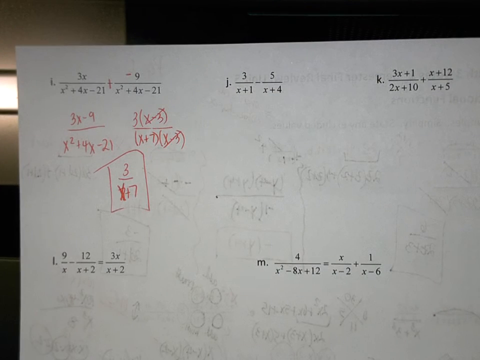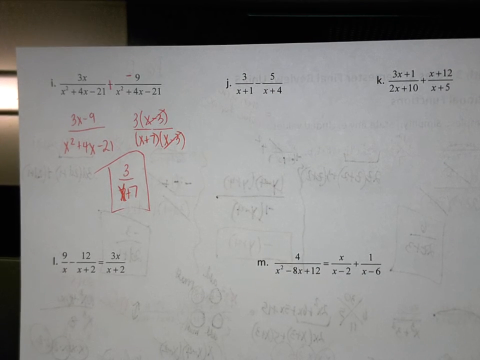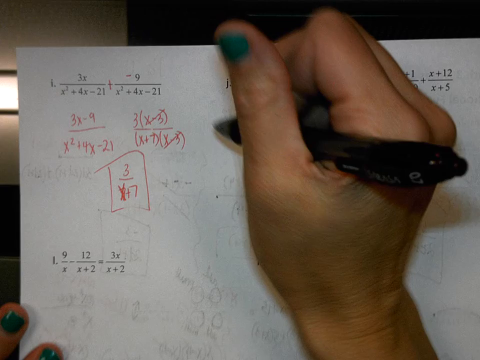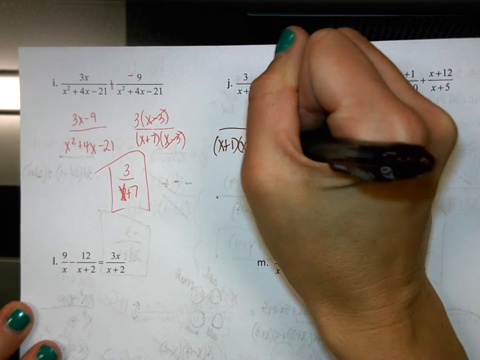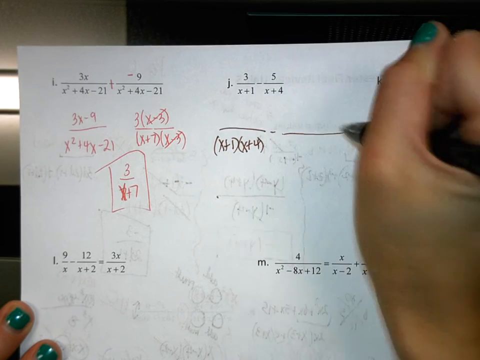Okay, J. What's wrong with J? Right, they need common denominators. Okay. So what will I do for that? What would be the common denominator? Let's just write it in factored form. So my common denominator would be x plus 1, x plus 4. Are we all okay with that?